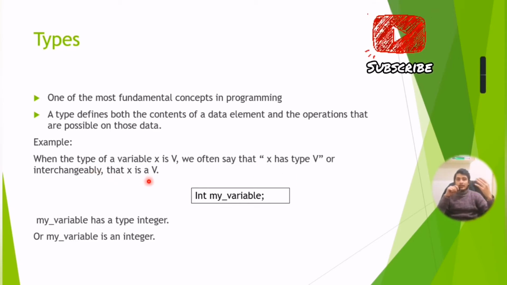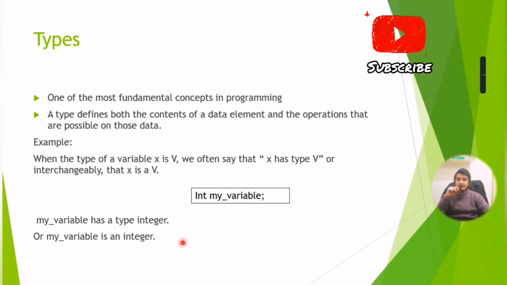So when we assign a certain type to a variable, it means the variable is that type. For example, if I say x has type integer, then x will be an integer, interchangeably. So this is a variable. We are giving the name myVariable to a variable. So myVariable has type integer, or myVariable is an integer.